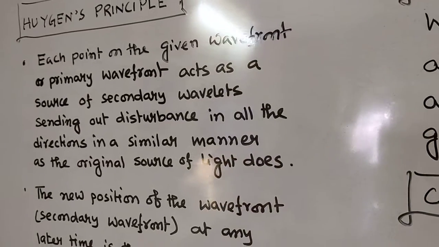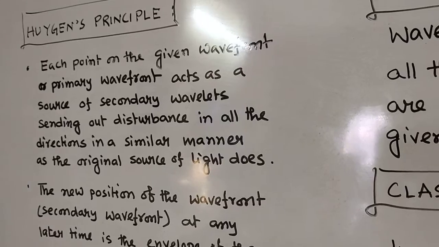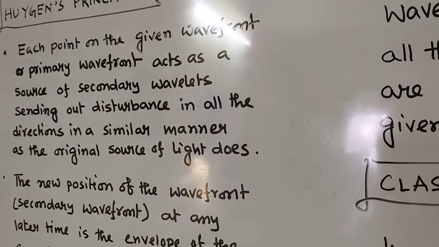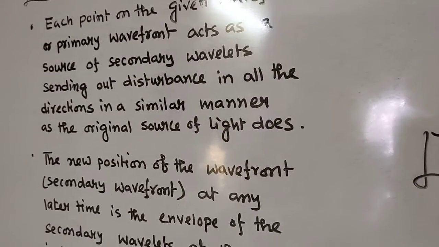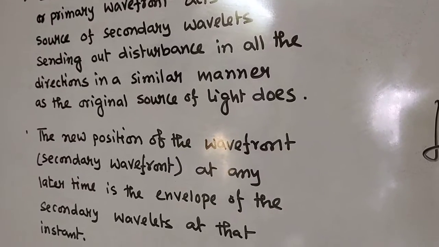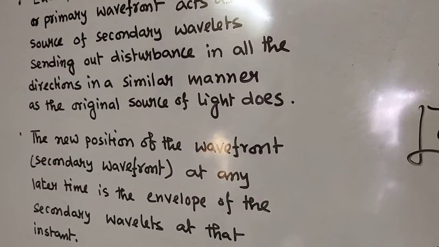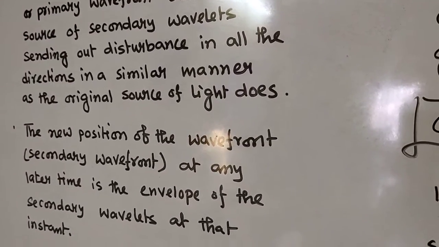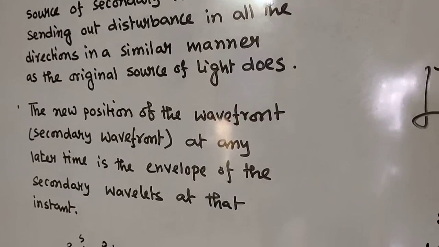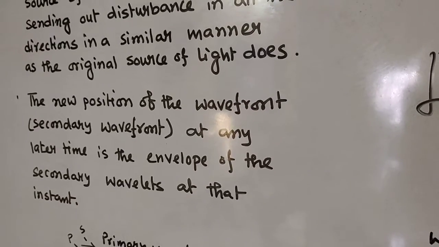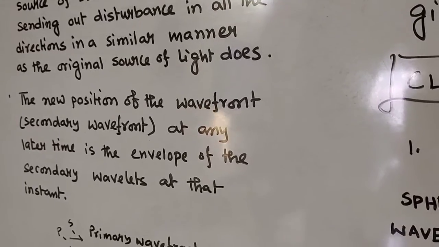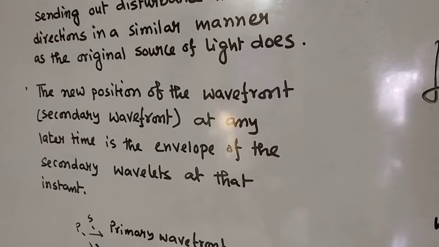So each point of the primary wavefront is a source of disturbance, and that gives rise to the secondary wavefront. The new position of the wavefront, or secondary wavefront, at any later time is the envelope of all the secondary wavelets at that instant. Definitely these wavelets must be in the same phase of vibration.